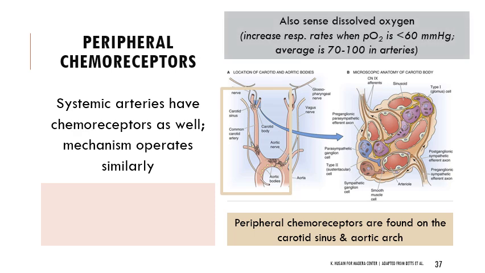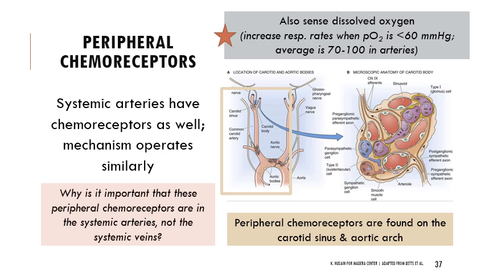So these actually also sense dissolved oxygen. Remember that oxygen does not affect levels of the pH, but these peripheral chemoreceptors do sense changes in oxygen partial pressure. So when that partial pressure is less than 60 millimeters of mercury, they change and increase respiration rates. Keep in mind that the average in systemic arteries is about 70 to 100 millimeters of mercury. So it's important here that this happens in systemic arteries and that these chemoreceptors are located in those arteries.